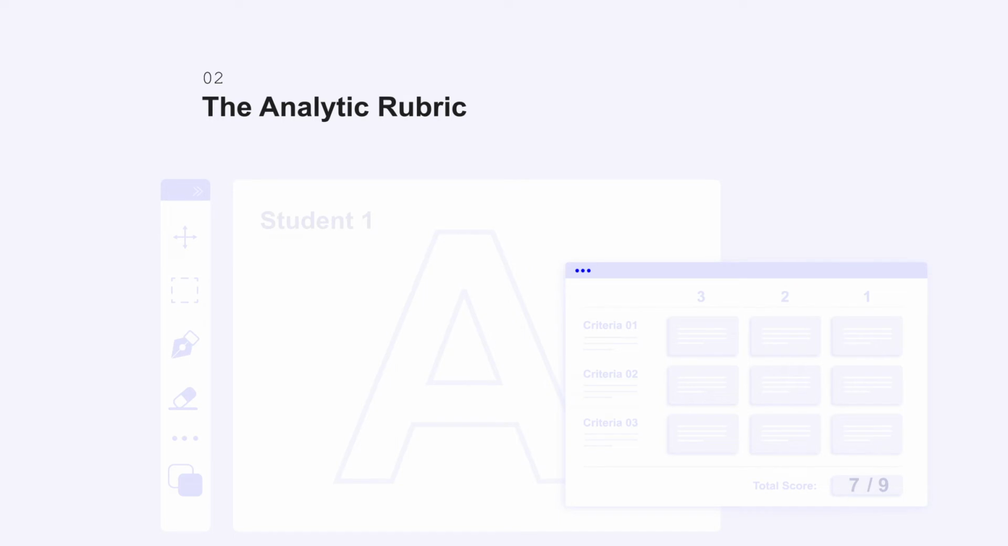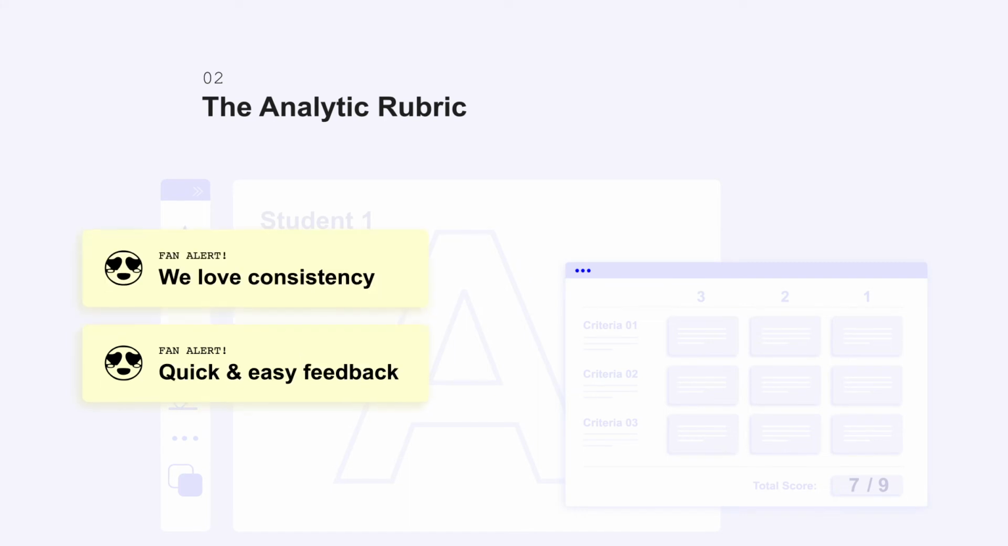Now, you might be thinking that an analytic rubric would take a lot of time to create, and you'd be right. Also, they can be daunting to read, so it's important to keep them manageable. However, if you want to have consistent grading and facilitate feedback to students, these rubrics might be right for you.